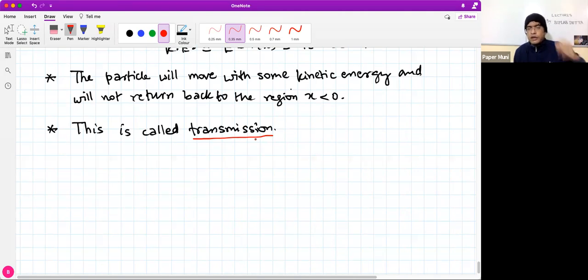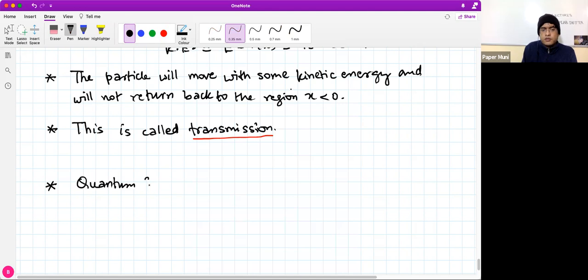Now in the quantum mechanical step, how does it change? Let's see the quantum mechanical step. Quantum step potential.